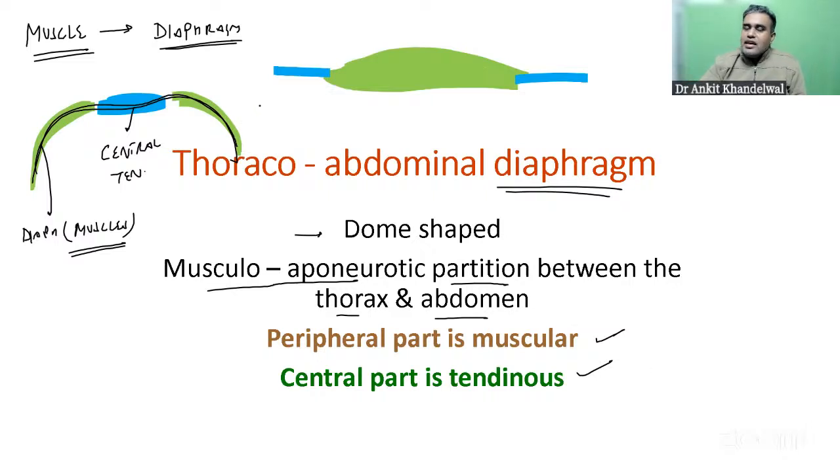Now, why do we need the diaphragm? Understand, it is not just meant to separate the thorax from the abdomen, as if two liquid spaces were being separated. No. The thorax has its lungs and the heart. The abdomen has its liver and the other gut structures. Why do we need a partition?